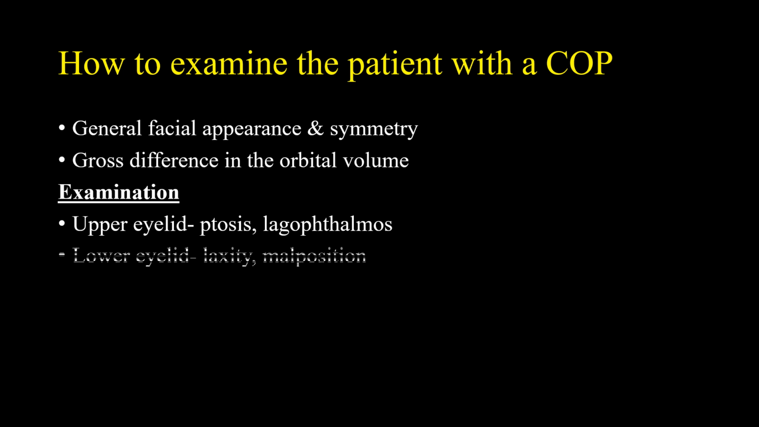Then you examine the upper lid, the lower lid, and any superior sulcus deformity which is present. Upper lid examination would include examination of ptosis and lagophthalmos, which are very common in an anophthalmic socket. The lower lid examination consists of measuring eyelid laxity, which is measured by distraction tests, and checking for any malposition, most commonly the entropion which we see in an anophthalmic socket.